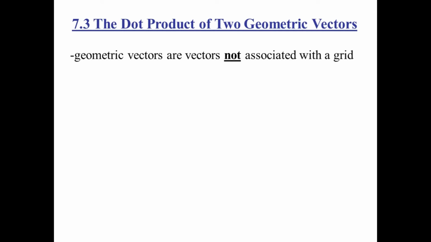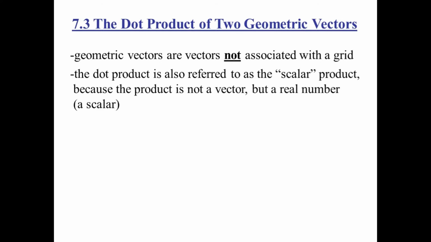Geometric vectors are vectors not associated with a grid. The ones on the grid are called algebraic. The dot product is also referred to as the scalar product because this product is not a vector, but it's a real number. So a vector times a vector turns into a number. And by definition, that number is?